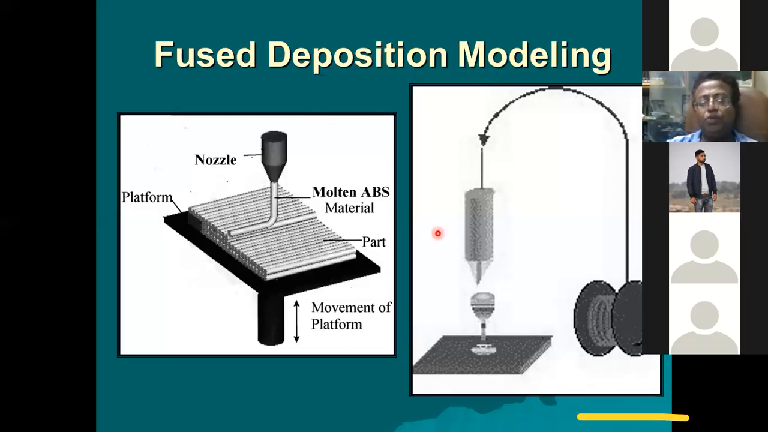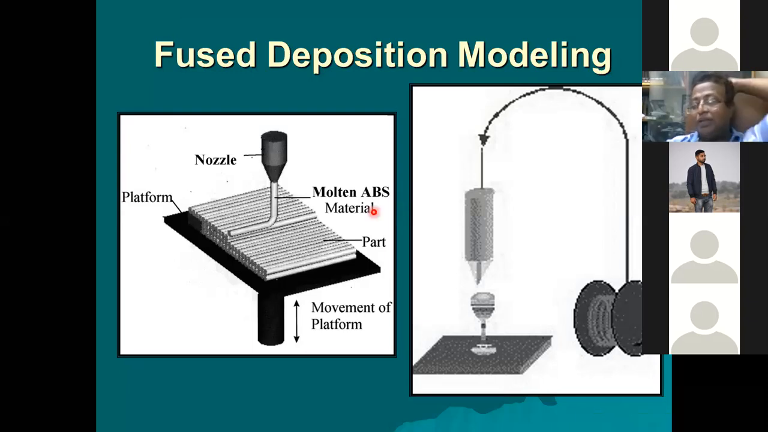In fused deposition modeling, we use a wire. This is a plastic wire. It is an ABS wire. ABS is a plastic. It is a thermoplastic. Thermoplastic is a plastic which can be recycled. Correct? It's not thermoset. It's thermoplastic.